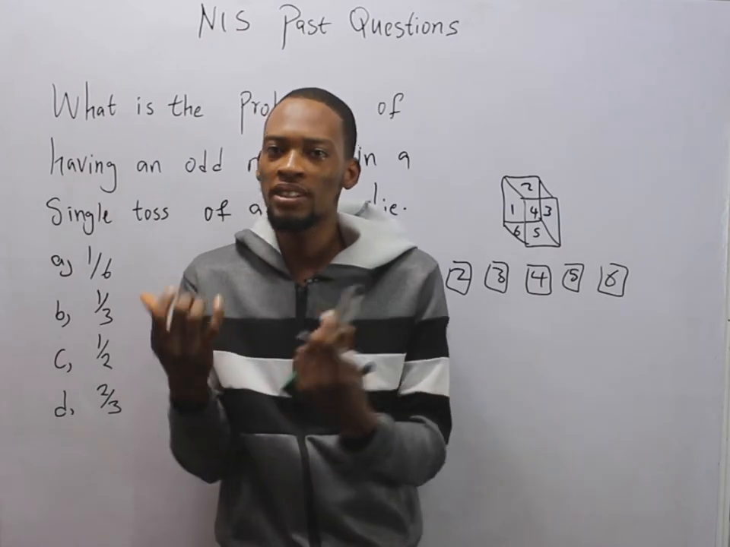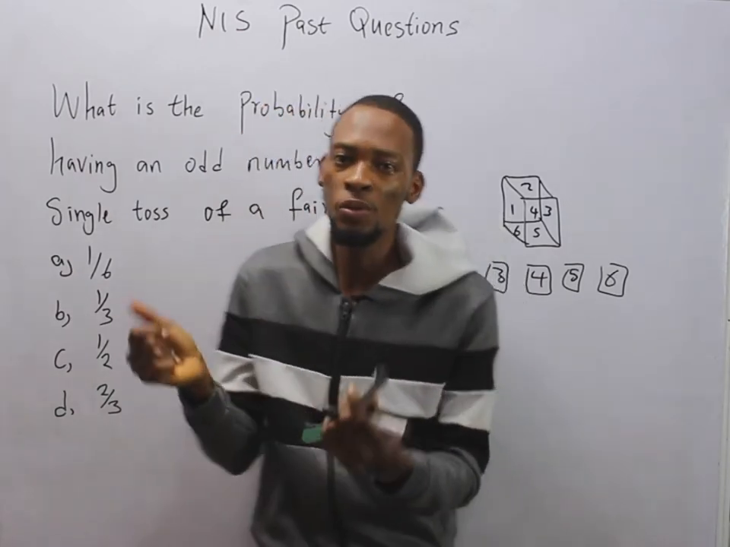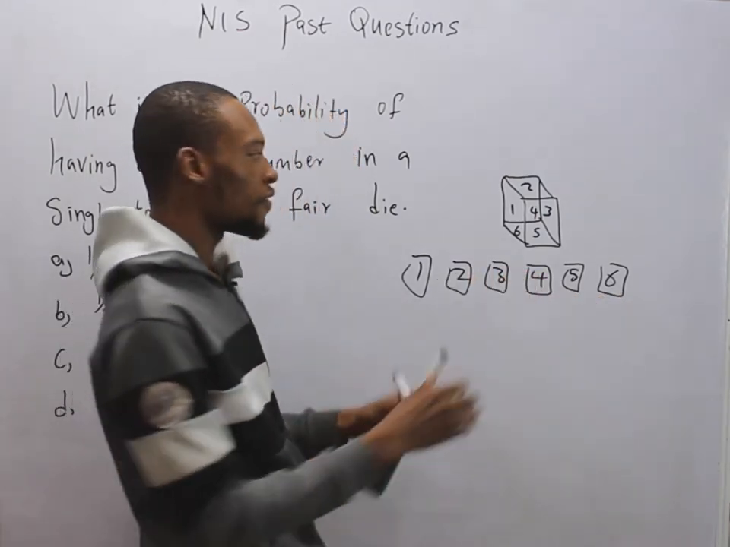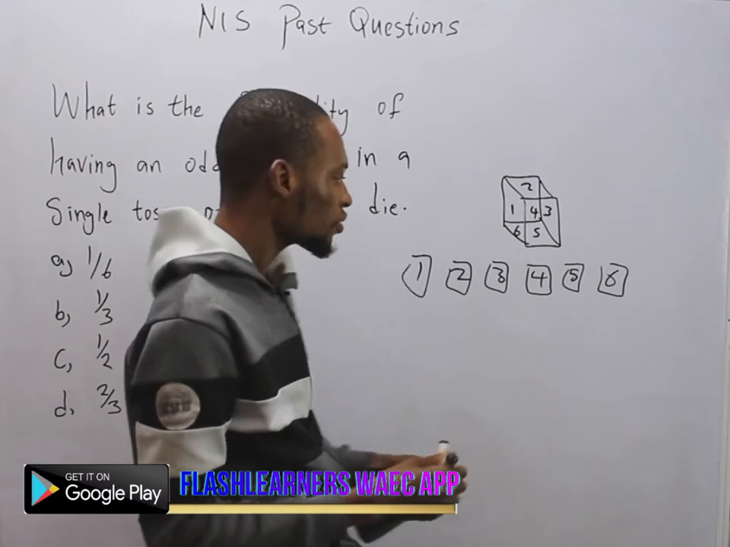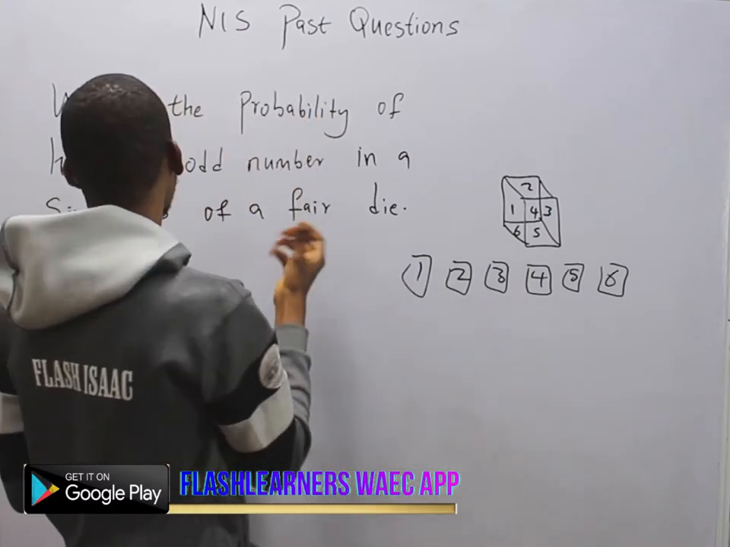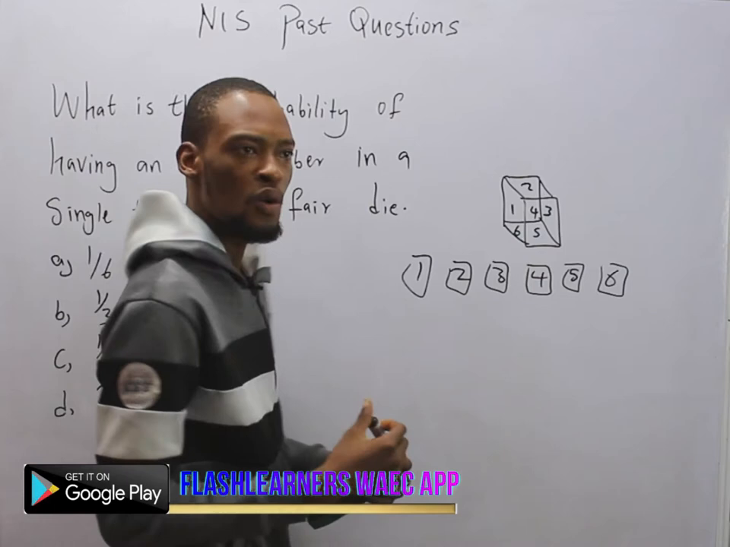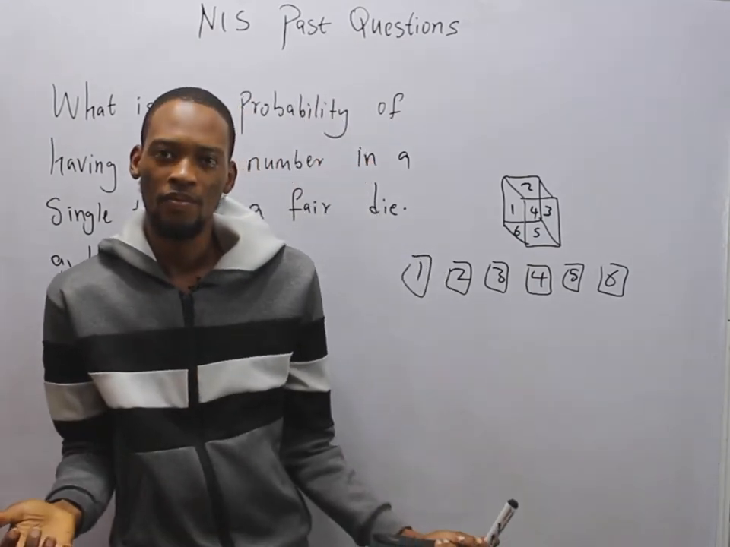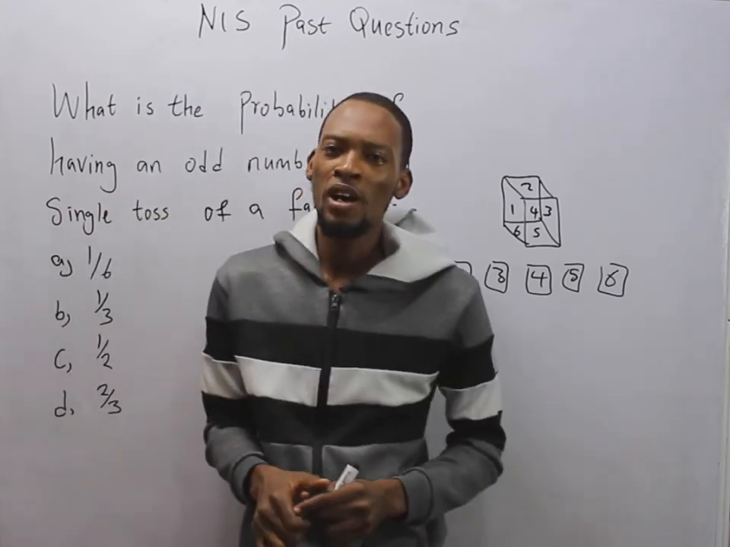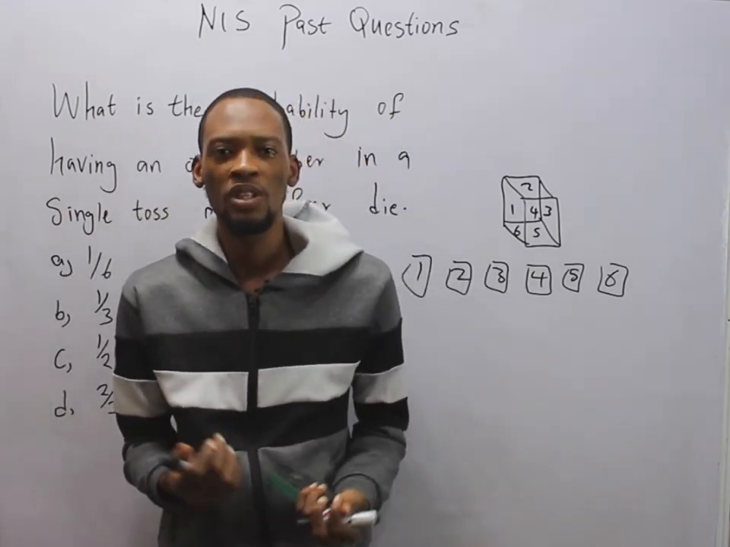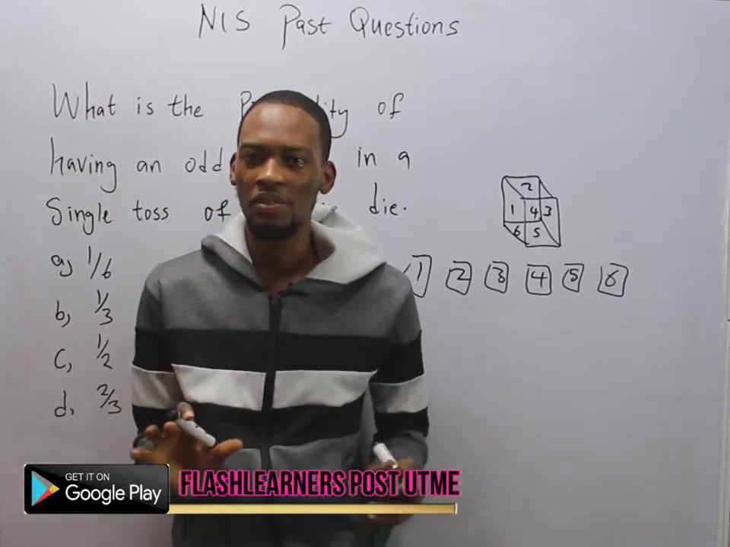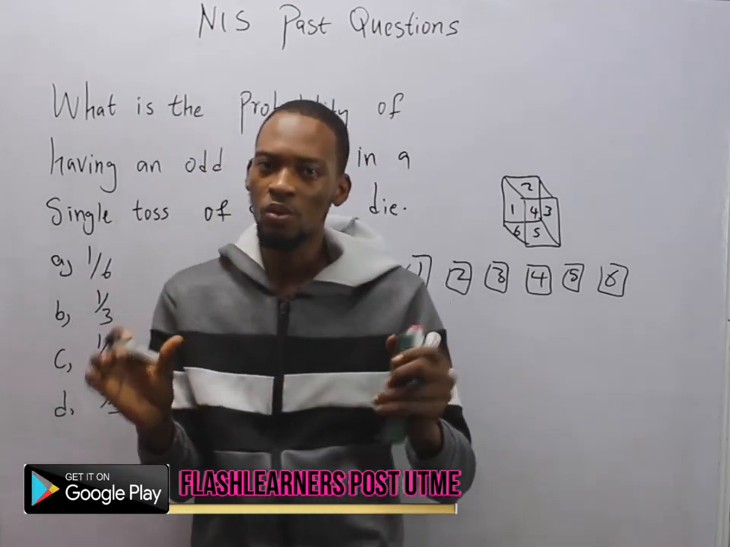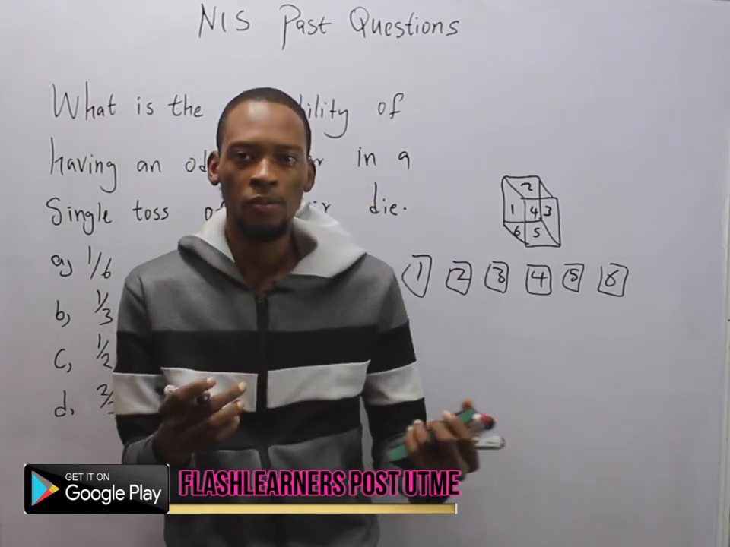How about if two fair dice were tossed? This means the first one will have these values, then the second die will also have its own value, 1 to 6. The question says, what is the probability of having an odd number? What is probability? Probability means chance. If you say, how are you sure that this thing will work, and you tell me it is 50-50, that means the chance is 1 over 2. So it's either it works or it doesn't work.